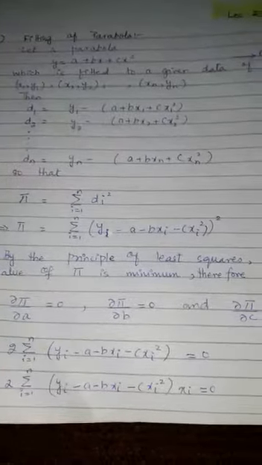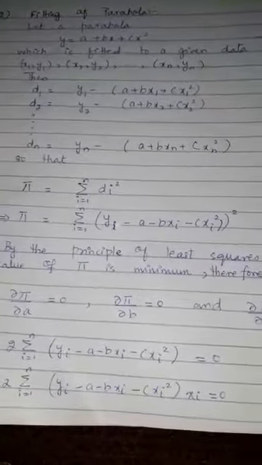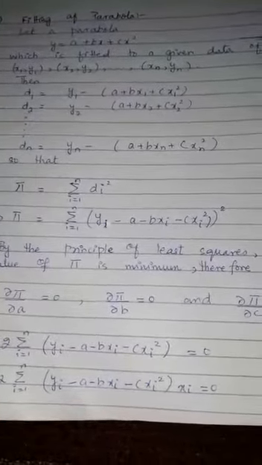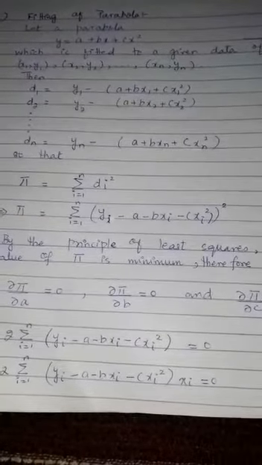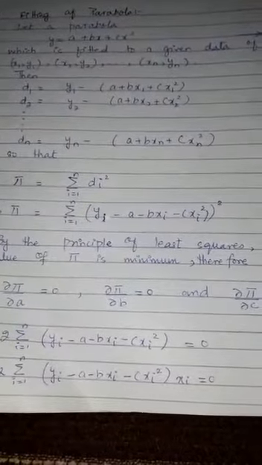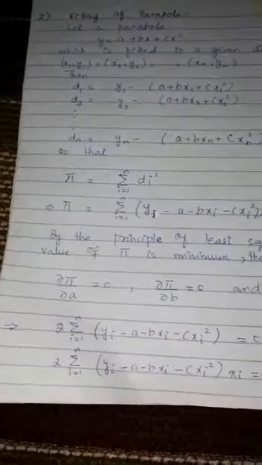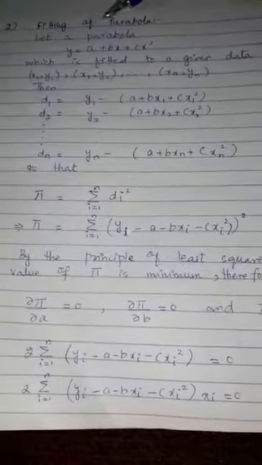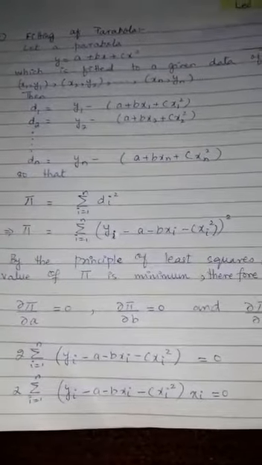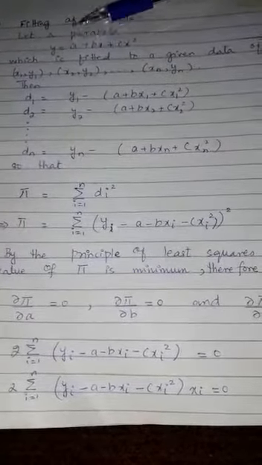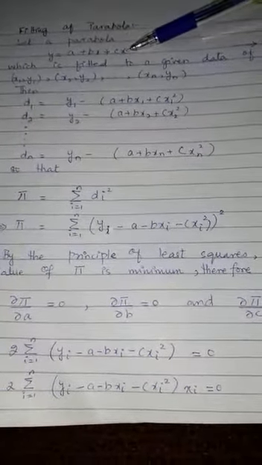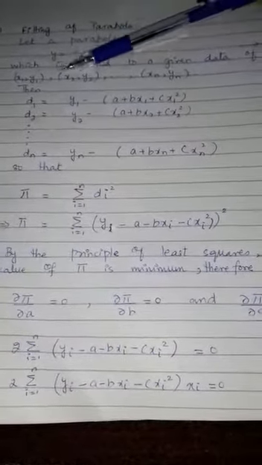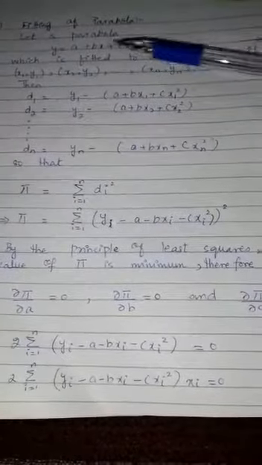Okay, now in continuation of the lecture that I have already given regarding the fitting of a straight line to the raw data, the second one is fitting of a parabola. The general equation of this parabola is y is equal to a plus bx plus cx square. And I'm going to fit this parabola to the raw data points as I did earlier.